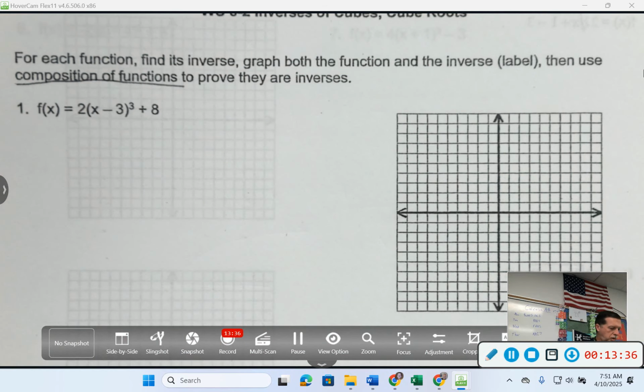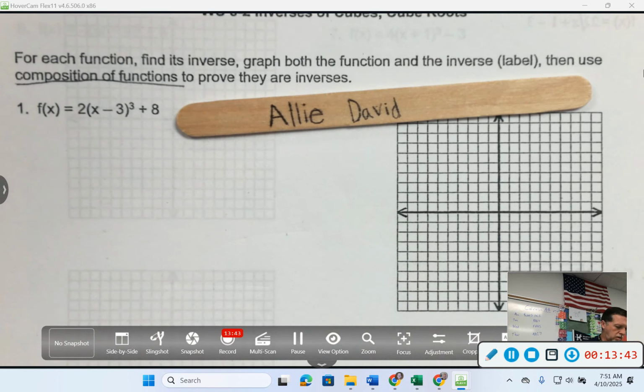So we can pick on people, but we can only pick on the people who are here. It might be incentive to miss. I don't know.